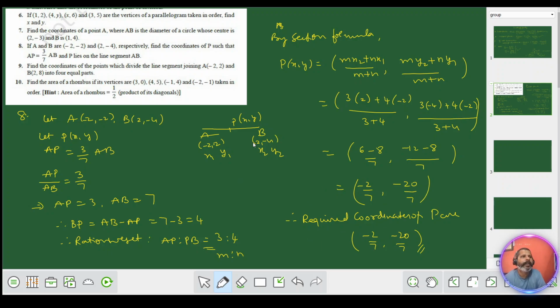Here, the concept is very simple. You have to find the ratio AP is to PB. They have given AP because the numeric part will come from AP. AB full length is given. So from the AB part, if you subtract AP, you get PB. Means AP is to PB, you will get the value. Okay, that's the concept. We'll move on to the next question.